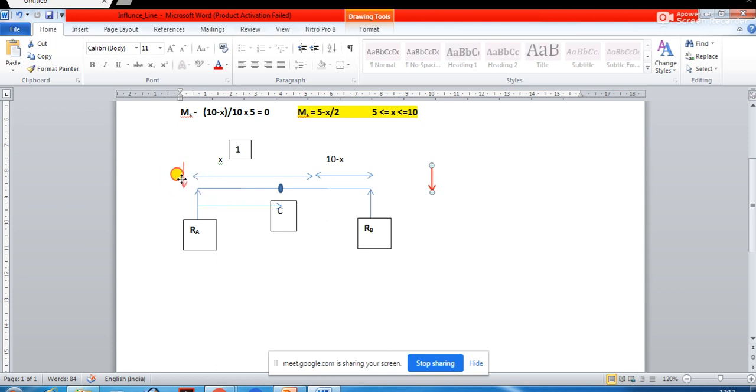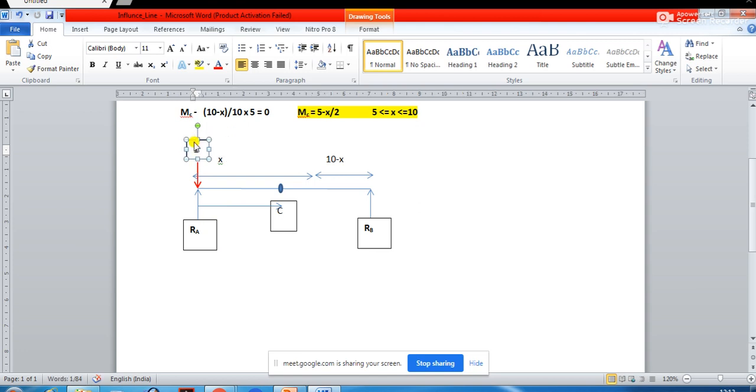So let us say the load when it reaches over here, then what will be the reaction RA? You have found it out. The load is of unit magnitude, so your RA is going to be 1 in this case, when the load is just over this. So RA is going to be equal to 1. Is there any doubt on this?